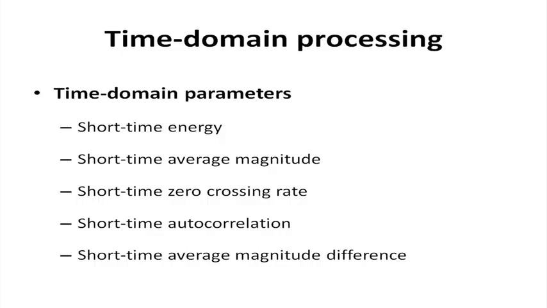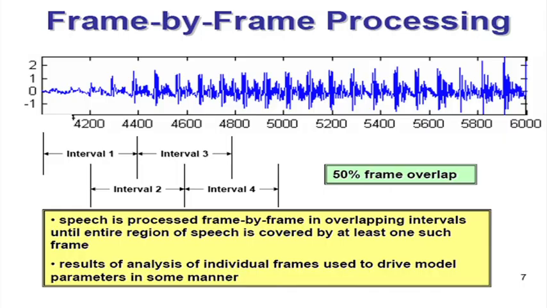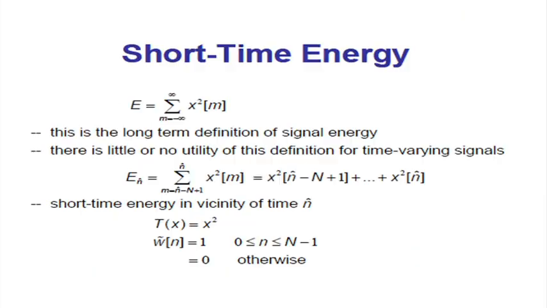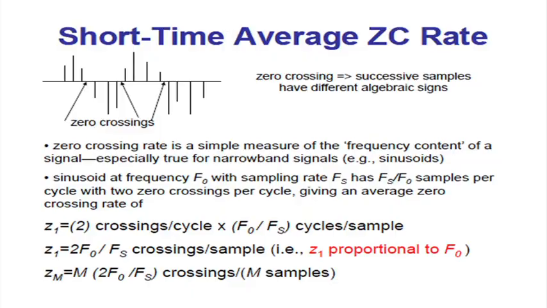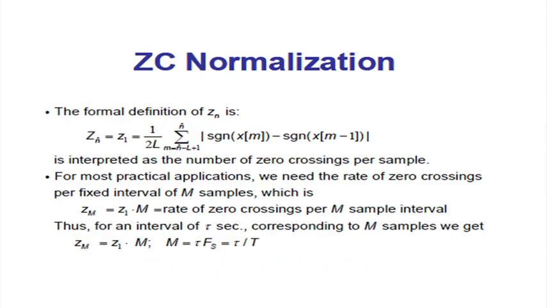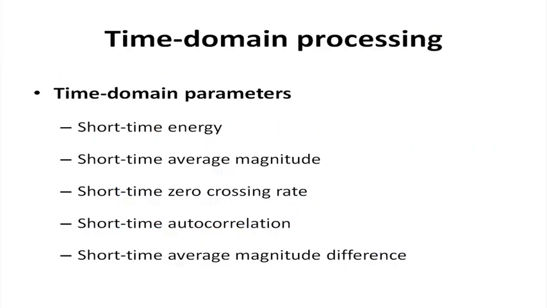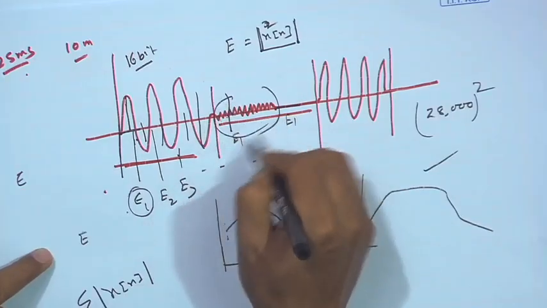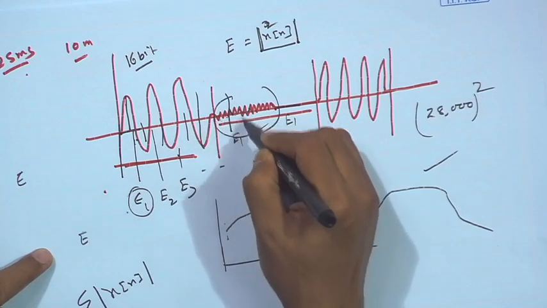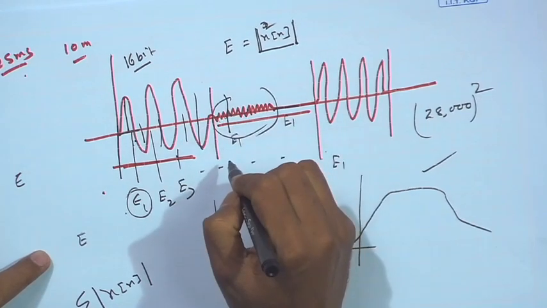Then short time zero crossing. Let us come in here. I do not know whether there is a time signal or not. Okay, I do not have any signal. Now, if you see any speech signal, in this portion, a lot of the signal crosses the zero line.